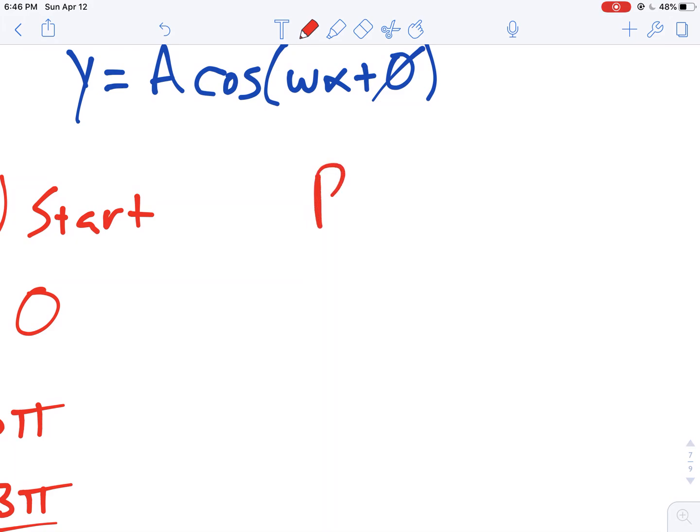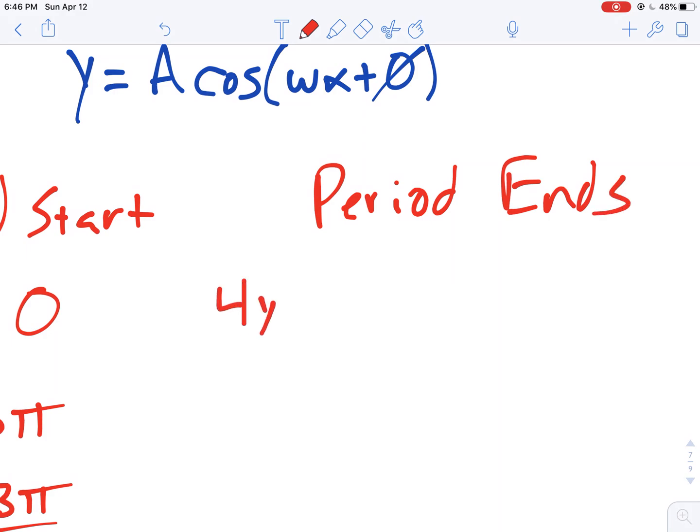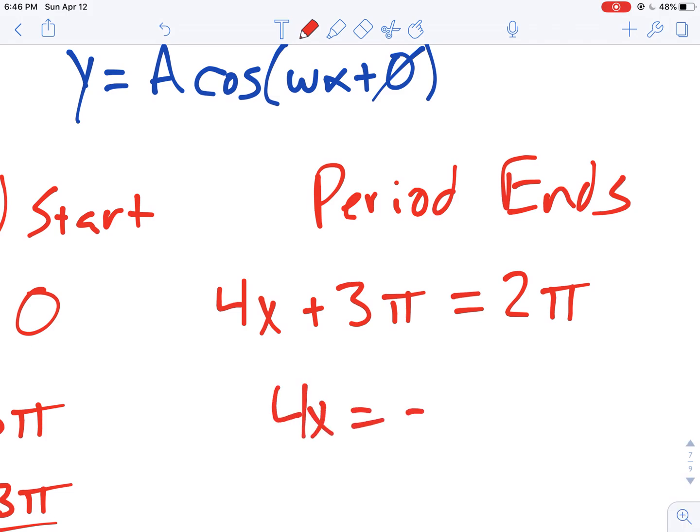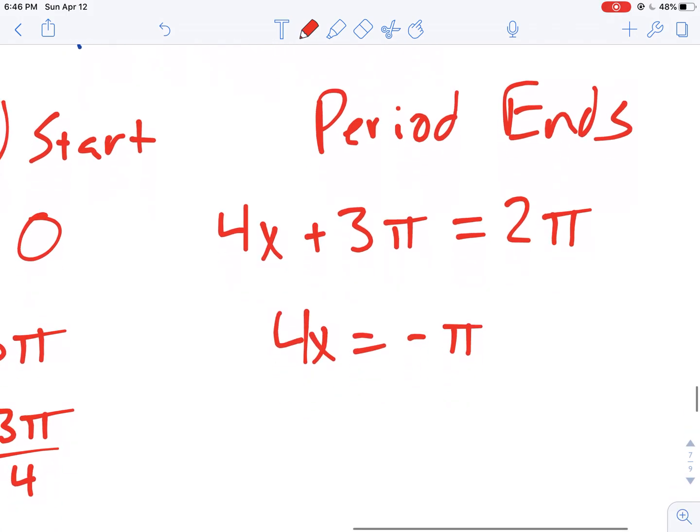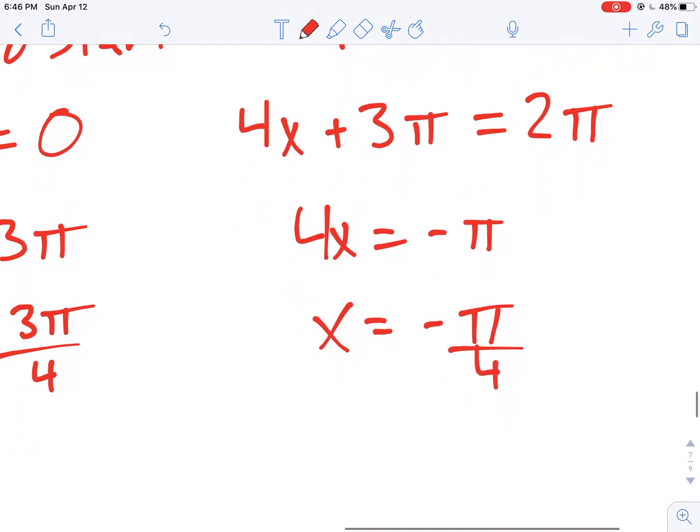To figure out where my period ends, again, I'm going to take 4x plus 3 pi, but now I'm going to set it equal to 2 pi because that's where a normal period would end. I'm trying to figure out how this shifts within this cosine function. I'll subtract 3 pi from both sides. I get 4x is equal to negative pi. I get x is equal to negative pi over 4.